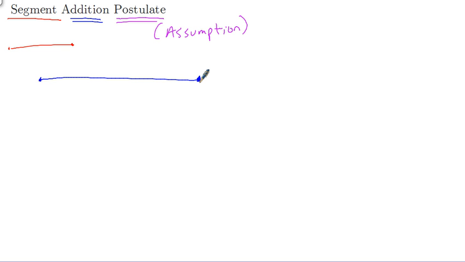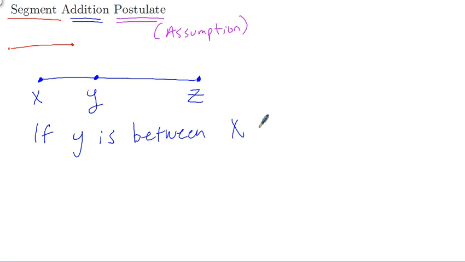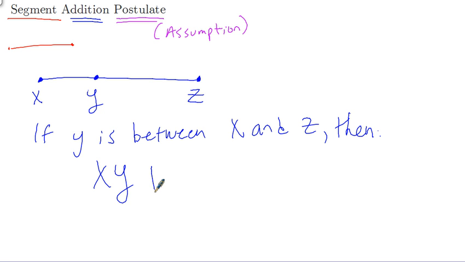If you have a segment, I'm going to call it xz, and you have a third point somewhere between, and I'll talk about that word in a moment, between those two, let's call that y. Then the segment addition postulate says this: if y is between x and z, then xy's length plus yz's length is equal to xz's length. Which if you think about it makes perfect sense, right?